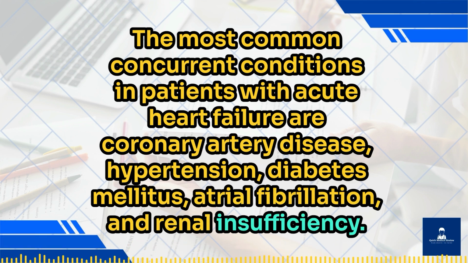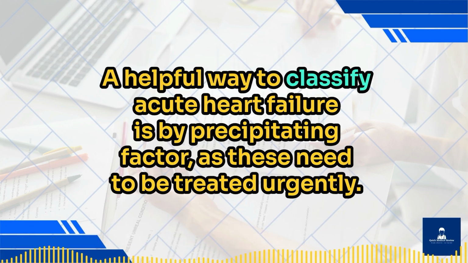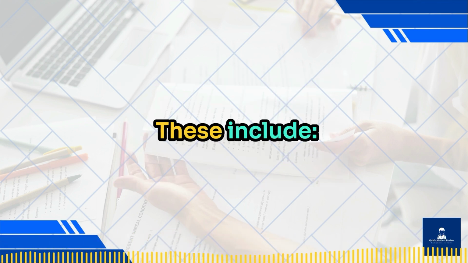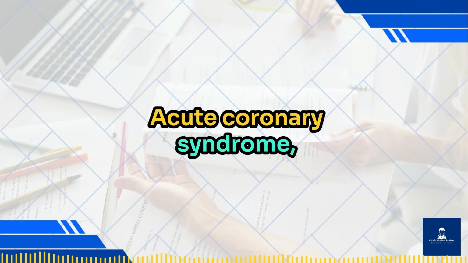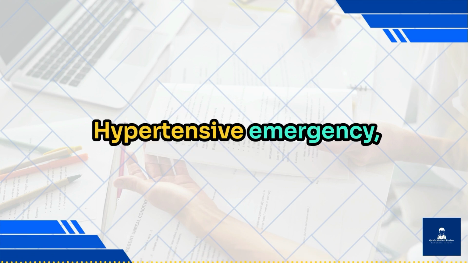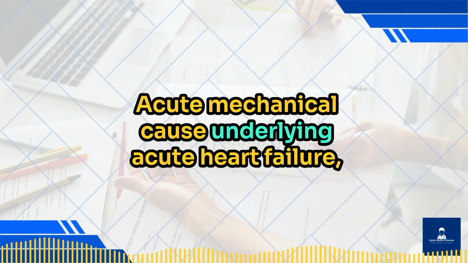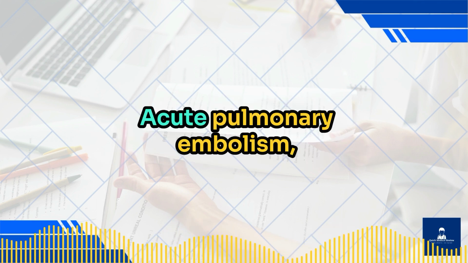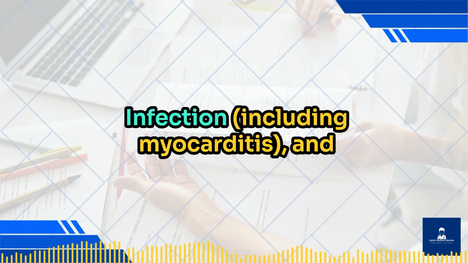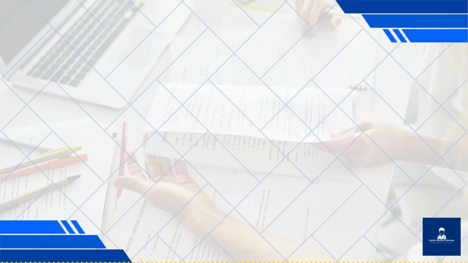and renal insufficiency. A helpful way to classify acute heart failure is by precipitating factor, as these need to be treated urgently. These include acute coronary syndrome, hypertensive emergency, rapid arrhythmias or severe bradycardia or conduction disturbance, acute mechanical cause underlying acute heart failure, acute pulmonary embolism, infection including myocarditis and tamponade.